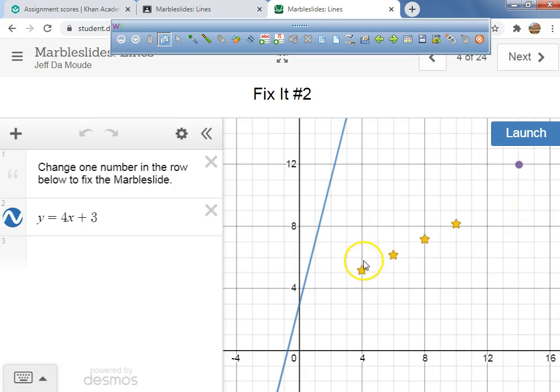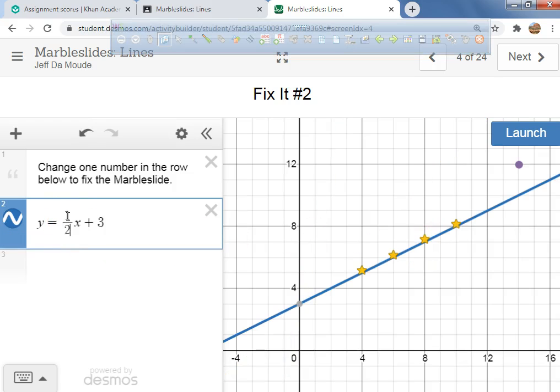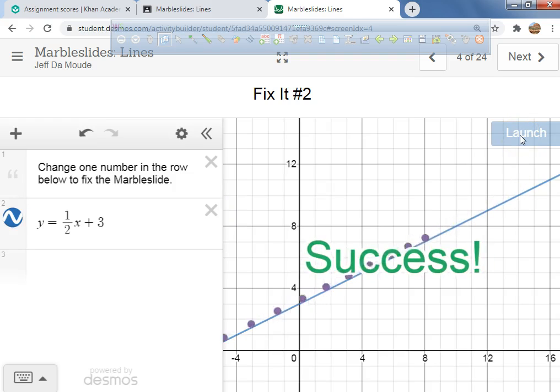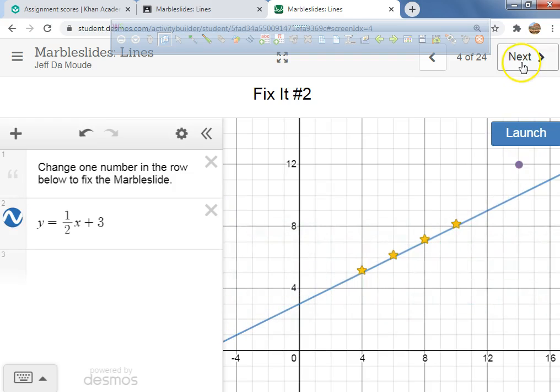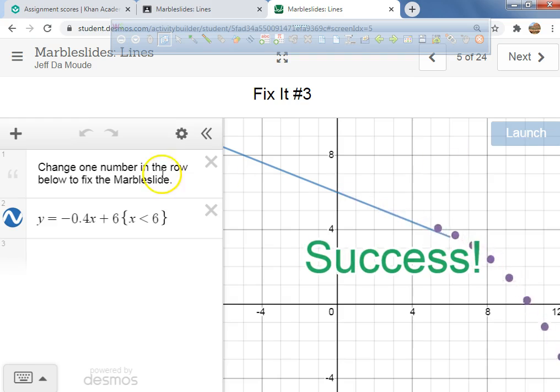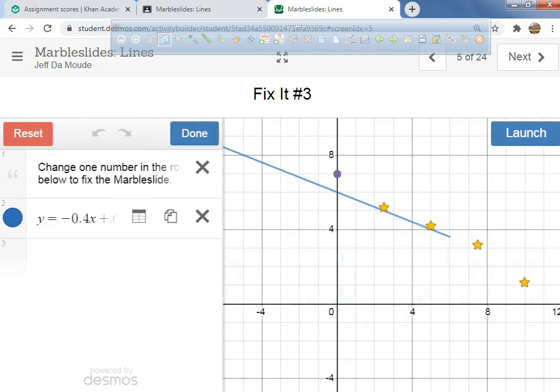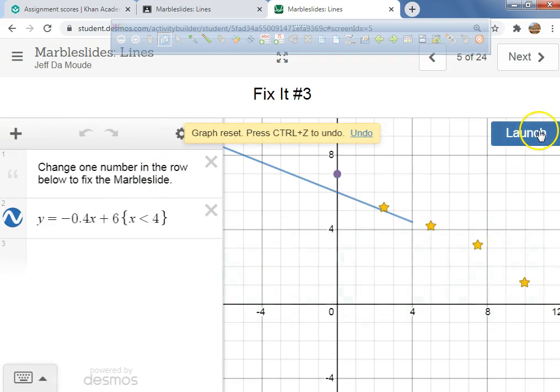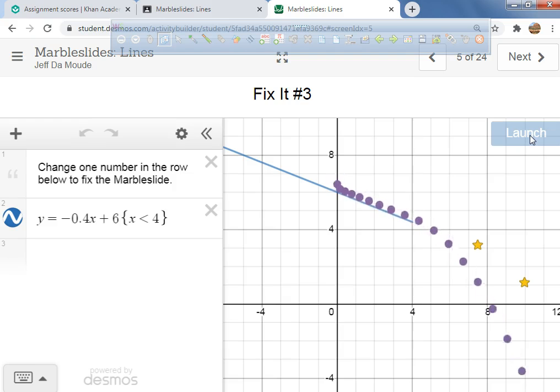So we have to fix this. If you look at the stars, it's a slope of 1/2 once again. So I'm just going to change the 4 to a 1/2, and now when you hit launch, it hits all the stars. I'm going to hit launch, see what happens. All right, now let me hit reset to where they had it. This is where they had it, okay? So when you launch it, it doesn't hit all the stars.